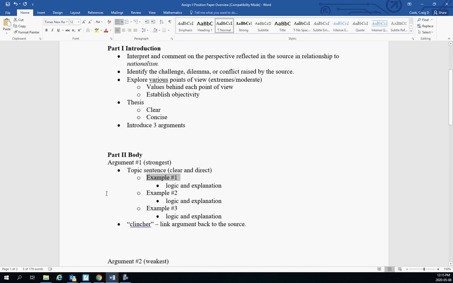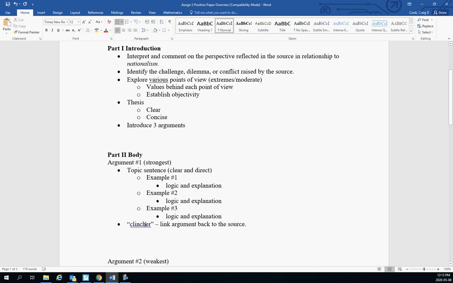So once again, in the body, you're going to have 3 arguments. Argument number 1 will be a topic sentence. History has demonstrated that genocide always culminates from nationalism. That could be a topic sentence, an argument. And then you're going to have 3 pieces of evidence that prove that argument. So example number 1 could be the Holodomor. Example number 2 could be the Holocaust. Example number 3 could be, I don't know, Nanking, whatever evidence that you want to talk about. And at the end of your argument, you want to clinch it. You want to bring it together.